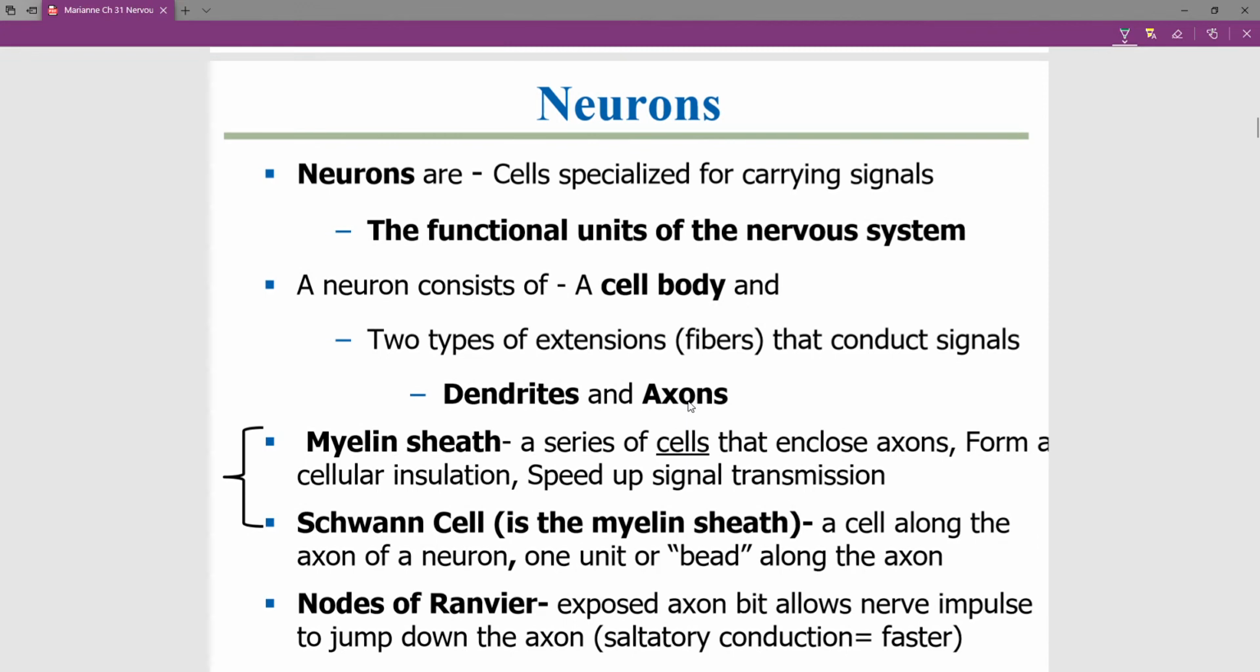So neurons are the specialized cells for carrying electrical signals. They are the functional units of the nervous system. We've talked about them before, how they have that cell body and then those branching extensions. The extensions are called either dendrites, those are the ones that come off the cell body, so the branches here off the cell body would be the dendrites. And then there's always one long extension, and that is the axon. So this would be the axon, where these are the dendrites.